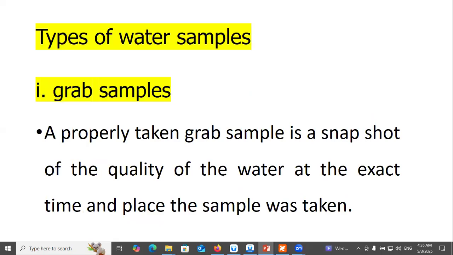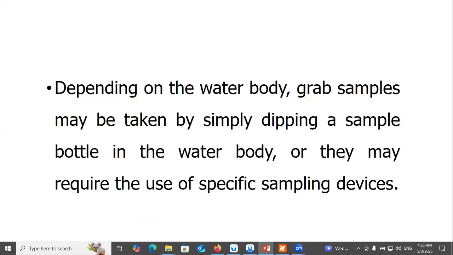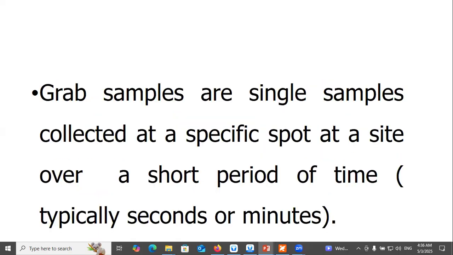Types of water samples. Grab samples. A properly taken grab sample is a snapshot of the quality of the water at the exact time and place the sample was taken. Depending on the water body, grab samples may be taken by simply dipping a sample bottle in the water body, or they may require the use of a specific sampling device.